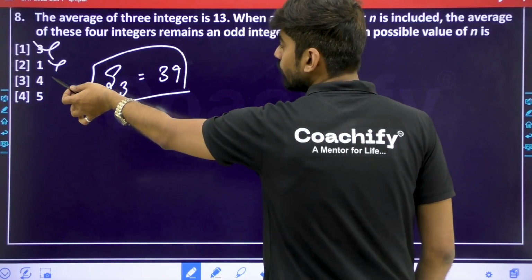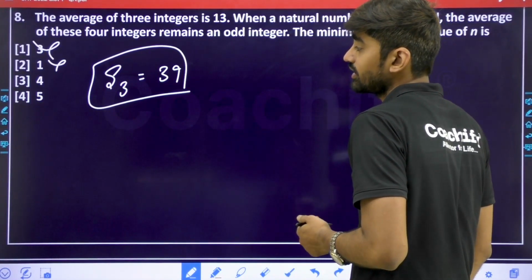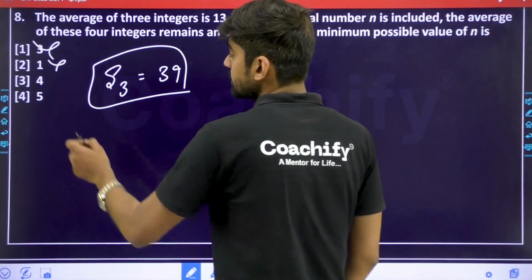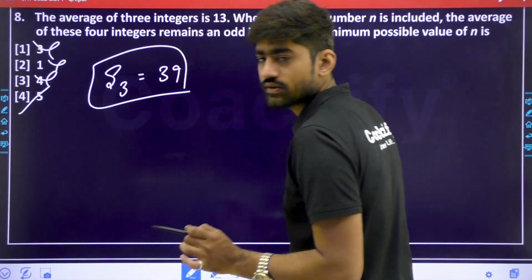Let's proceed to the third option. This gives me the value as 43. 43 is not divisible by 4, so my integer value won't be there. So this is also ruled out, which makes my correct answer option 5.